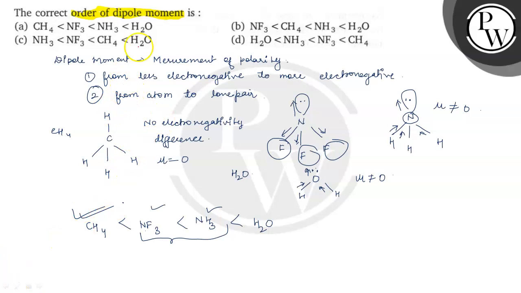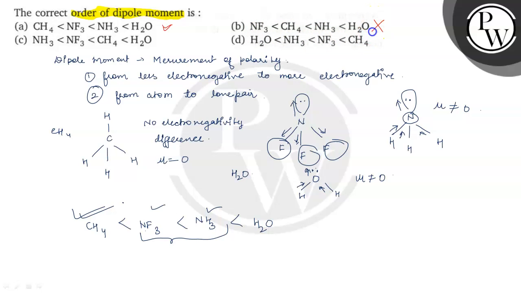Now let's see the options. So here in option A, CH4, NF3, NH3 and H2O. So it is the right order. But let's see the other options also. In B, NF3, CH4, NH3 and H2O.